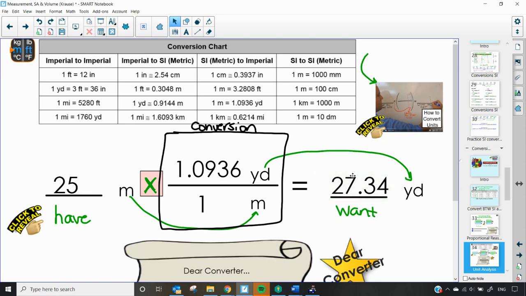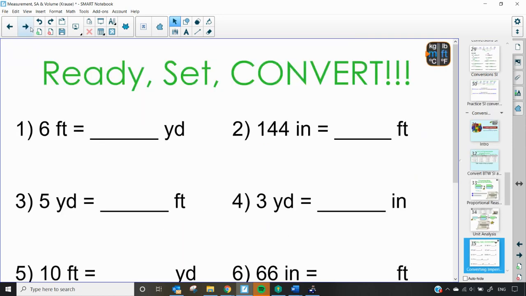Now I'm going to be going through some unit analysis questions, or I'm going to use this method throughout the video. But again, I would really encourage you to watch the How to Convert Units video that I will post in Google Classroom. All right, so we're going to go through quite a few examples here. Feel free to pause the video and try some on your own. This would be great practice.